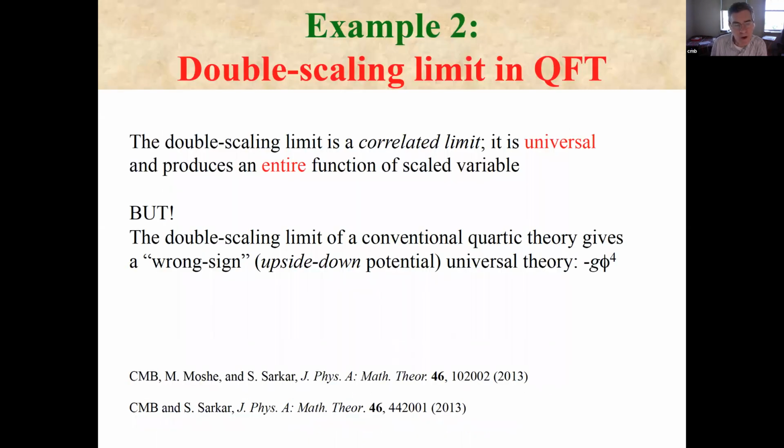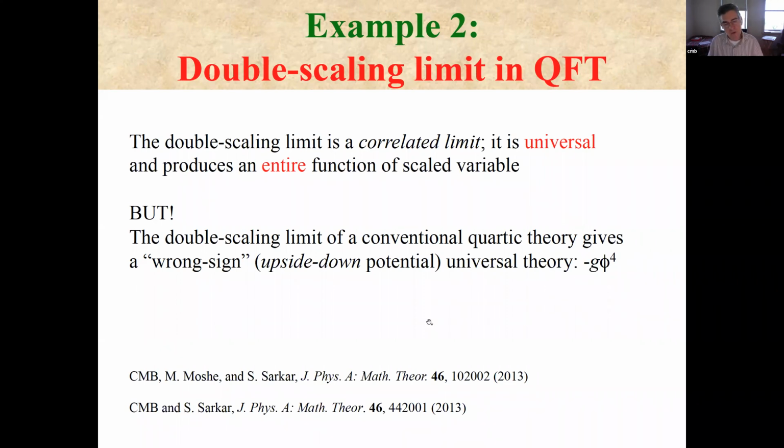So there's another example I'll mention briefly. That involves the double scaling limit in quantum field theory. Double scaling limit is a correlated limit. It generates a universal theory in this correlated limit, where the results are entire functions of a scaled variable, okay? But the double scaling limit of a conventional quartic theory, for example, has a problem, because in the double scaling limit, you wind up with a wrong sign quantum field theory. You begin with a plus g phi to the 4 theory, but after you take the correlated limit, you end up with a minus g phi to the 4 theory, where g is positive.